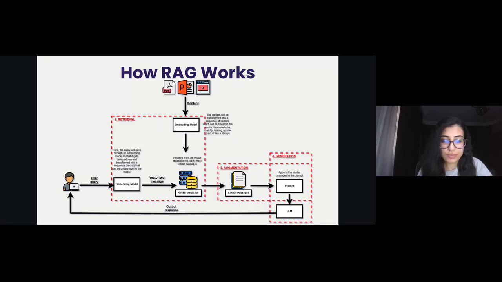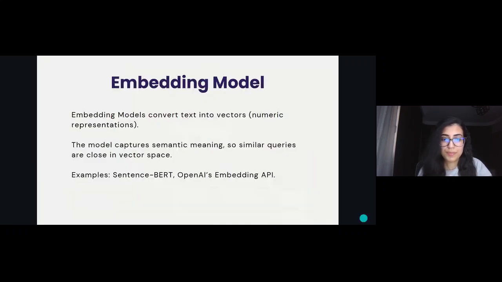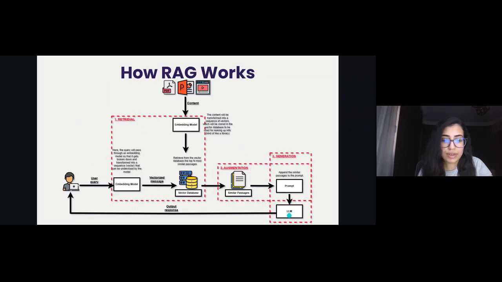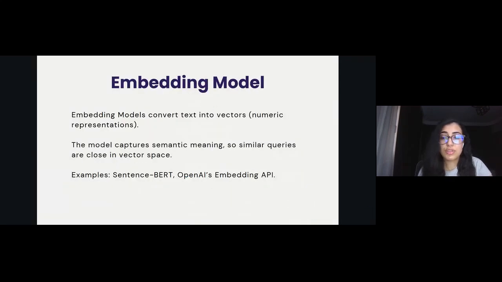So let's dive deeper into each step. So we have the embedding model. The first key component of the RAG is the embedding model. An embedding model is responsible for transforming text, like your user query or the content in the database. Because we have two embedding models here, one for the user query and one for the content in the database, it is used for transforming them into vectors. And these are numeric representations that capture the semantic meaning of the words.